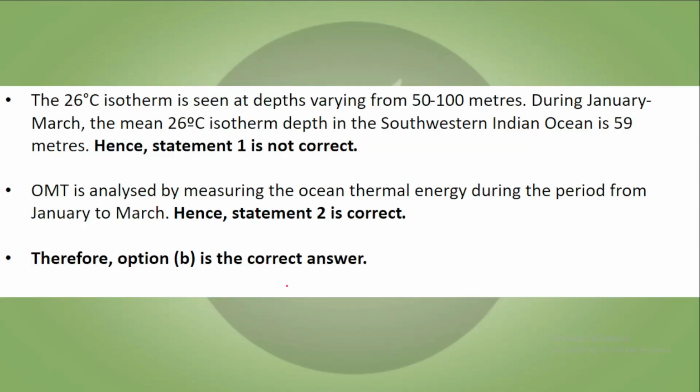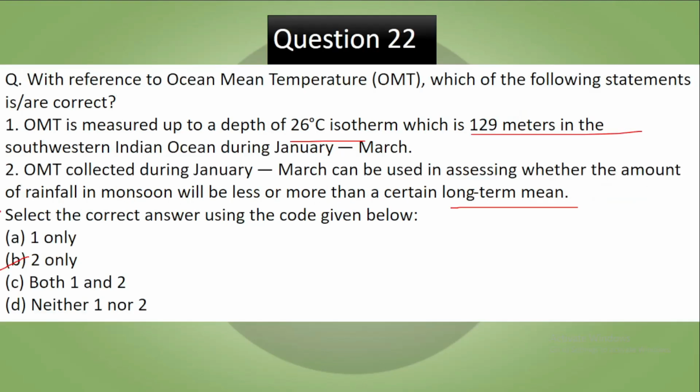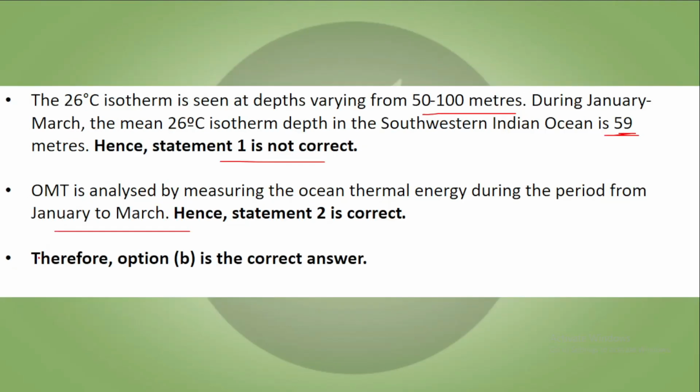So your correct answer to this is B, which is second only correct, because the isotherm up to which ocean mean temperature is measured generally varies from 50 to 100 meters, and during the January-March the mean 26 degree Celsius isotherm depth in the southwest Indian Ocean is 59 meters. First is incorrect. It is analyzed by measuring the ocean thermal energy during the period from January to March. Statement second was correct. Your correct answer was B, only B.